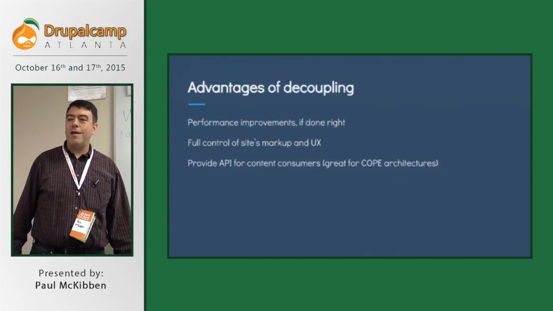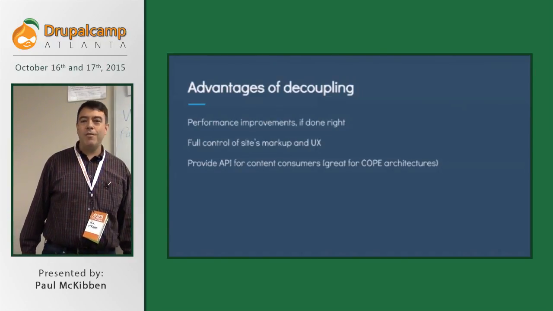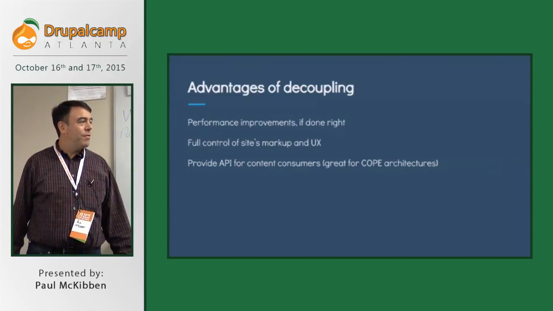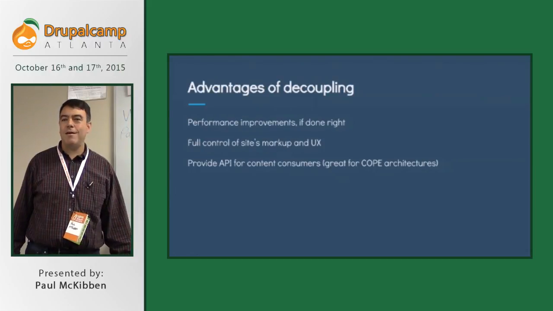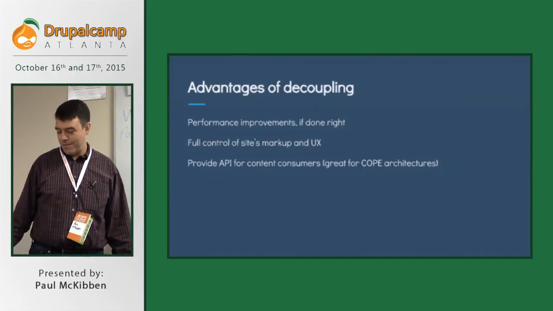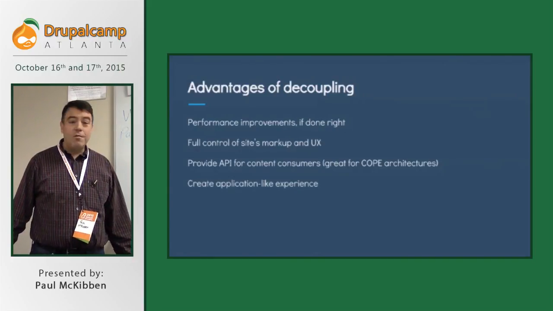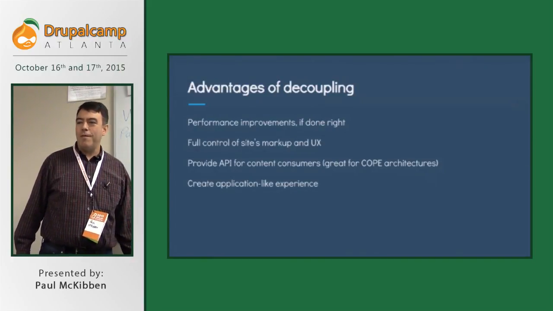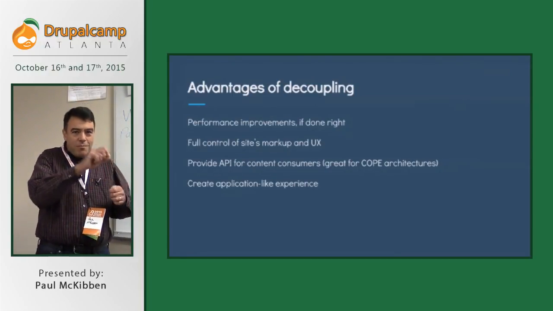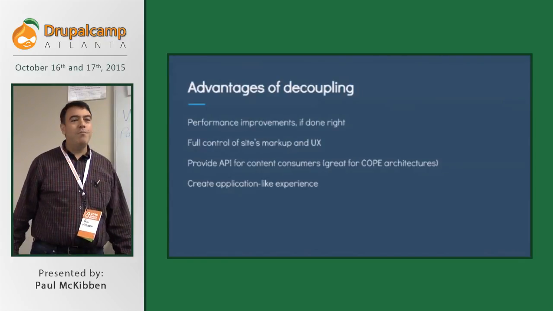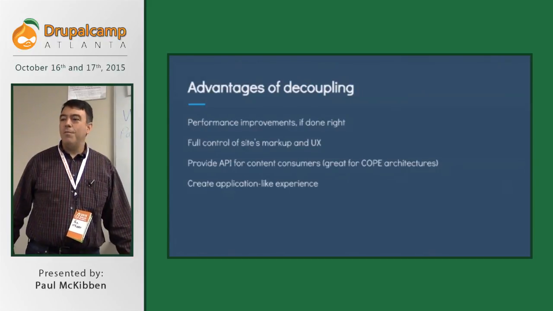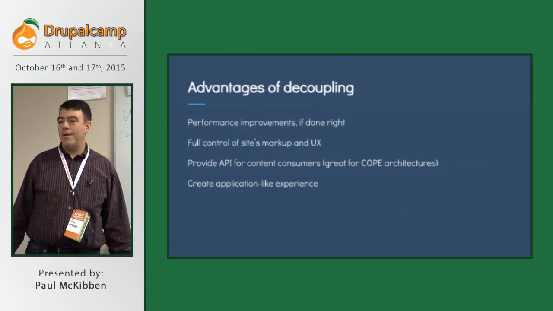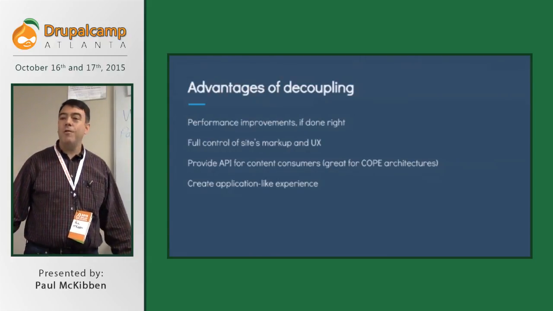Another advantage of decoupling is that on the Drupal side of things, you're providing an API for others to get your content. It's great for what they call COPE architectures, create once, publish everywhere. NPR does something like that in distributing its content to its affiliates. It also lets you create an application-like experience. So, how many of you have used Pinterest, for example? You point at things, you move them around. It's very point and click. You almost don't realize you're using a website. So with a decoupled architecture, it's much easier to create those kinds of JavaScript-rich applications and then pull your content in from Drupal.